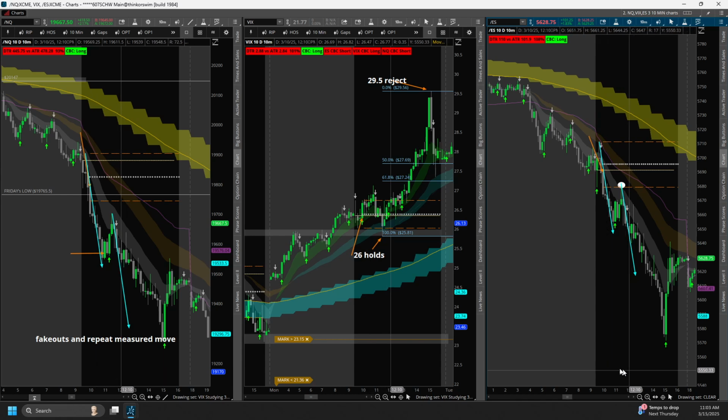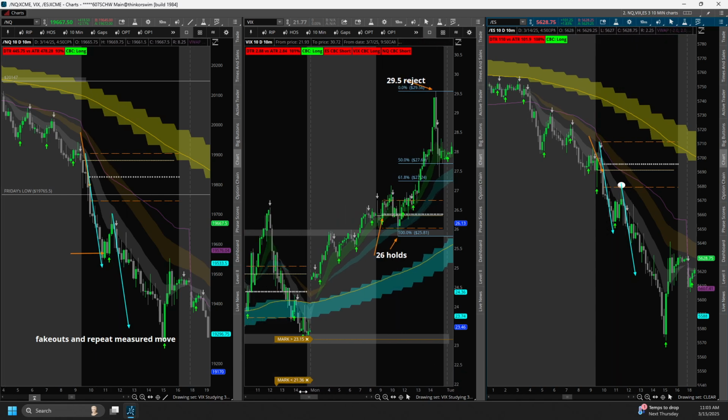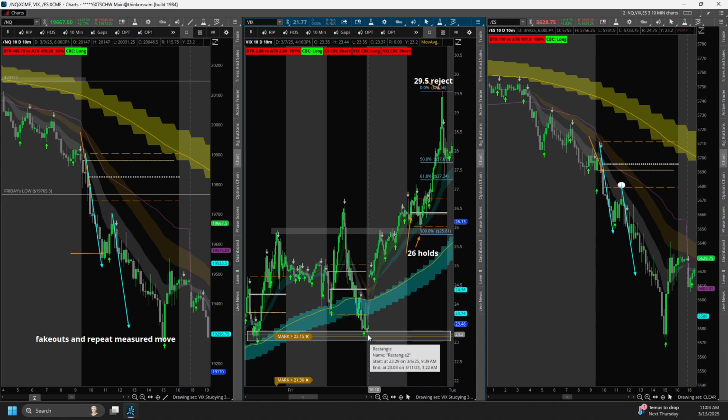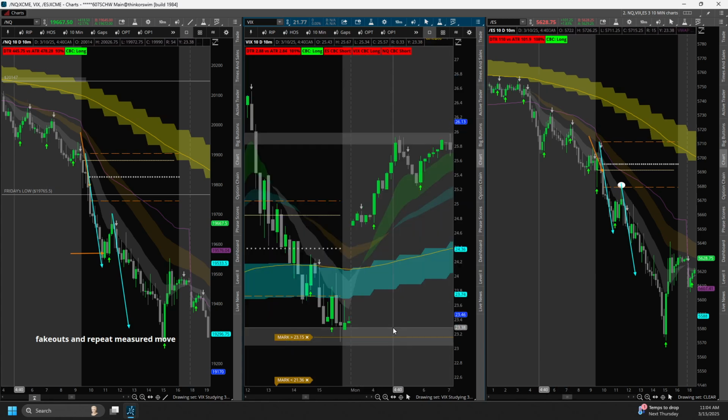Going into the close Friday, we broke under the cloud, but we hit the same quote-unquote demand area on VIX. What I was looking at is that we hit this demand area, but then we could not flip CBC back short in this demand. That's telling me, quote-unquote, that bulls might be in control of VIX, which is bearish for the market.